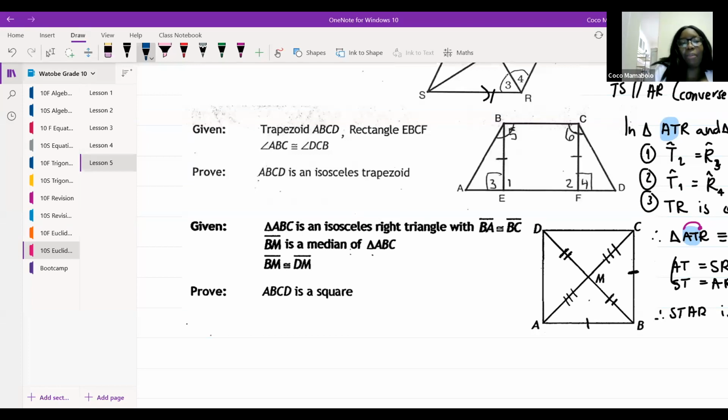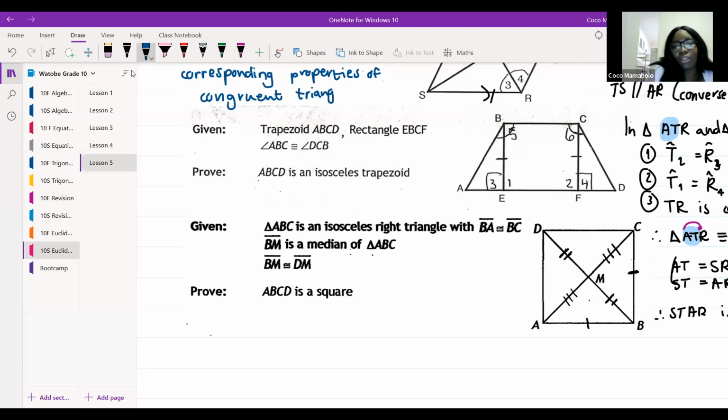Okay, I'm going to do it one more time. CPCTC stands for corresponding properties of congruent triangles are congruent.